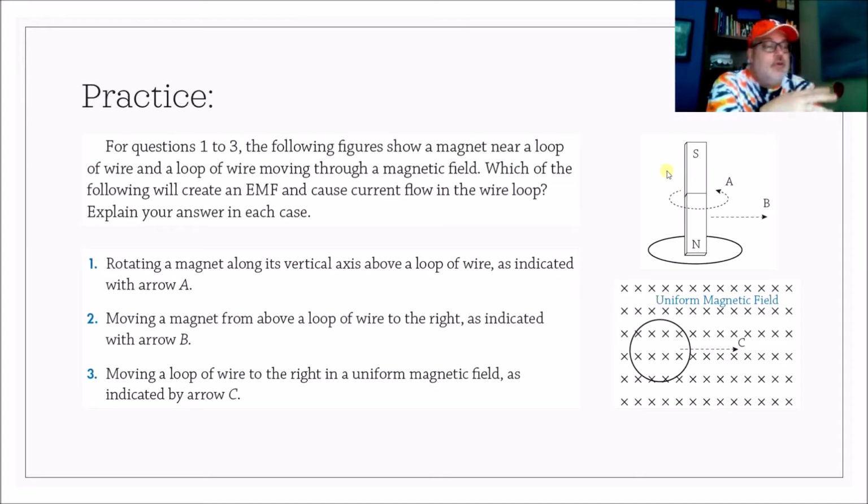Well, A won't, because if I take a magnet above a loop and just rotate it like this, the magnetic field lines are still going through that loop, same strength. So no change in flux, no EMF. B, if I move it away, well then we're talking. We've got a change in flux because the magnetic field lines were going through and now they're not. So that would produce an EMF and current. How about moving that loop through a uniform magnetic field? Well, we have flux, but it's not changing. So again, no EMF, no current for C. So only B will work.